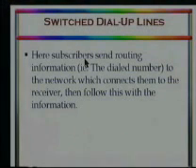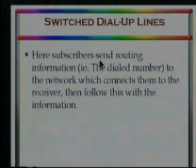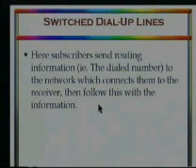Let's examine one of them very quickly. Let's talk about switched dial-up lines. Here the subscriber sends routing information, that is, you dial the number. First you have to dial this number to the network, which connects you to the receiver, then follow this with the information. So first you have to give some dial-up information, then only you can connect. When you get the acceptance, then only you can send the data.